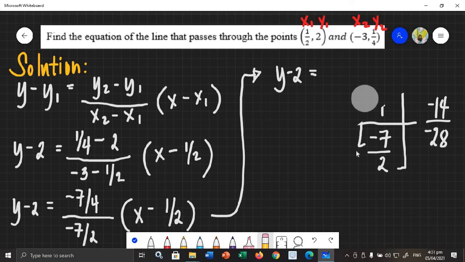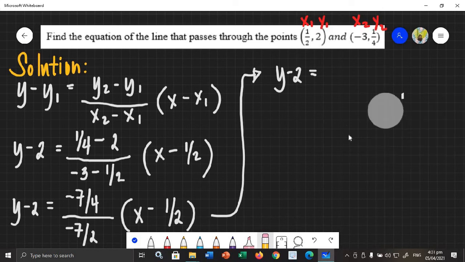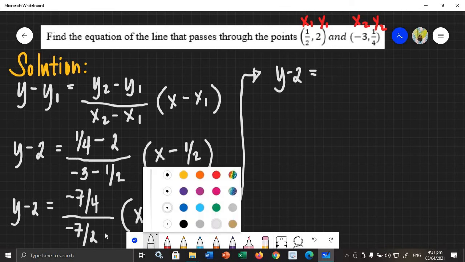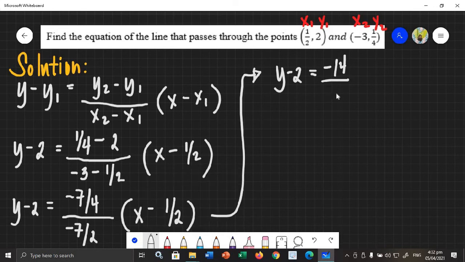So, I'm just going to erase this part. -14 over -28. That is your answer, di ba? So, if we simplify this complex fraction, the answer is negative 14 over negative 28. Okay? Then times quantity x minus 1/2.